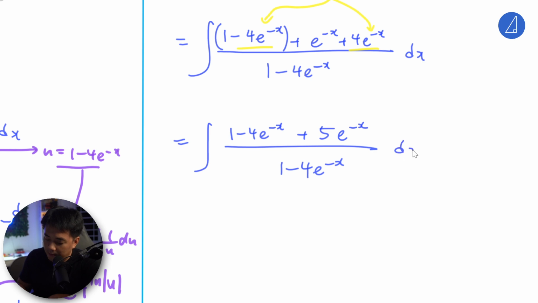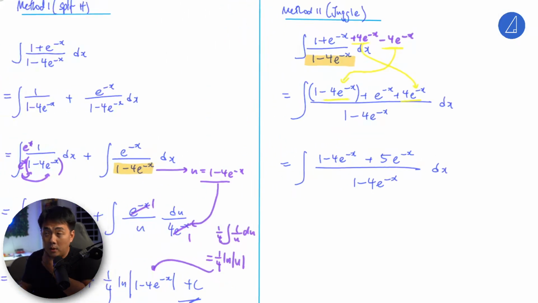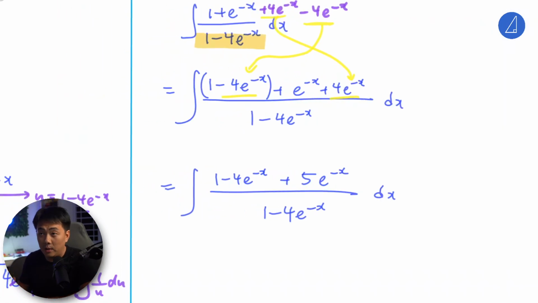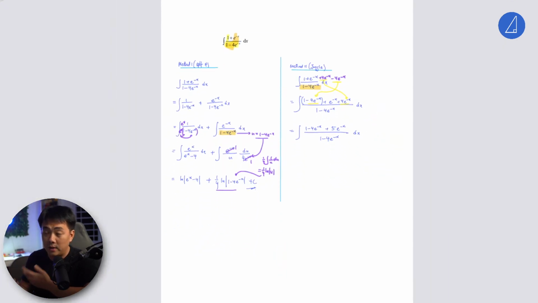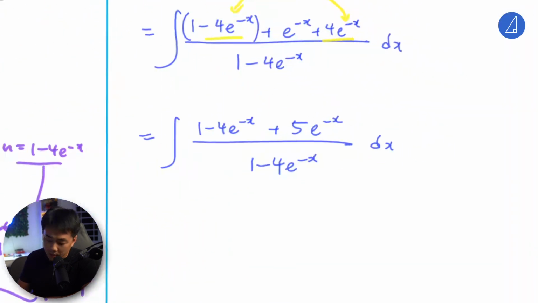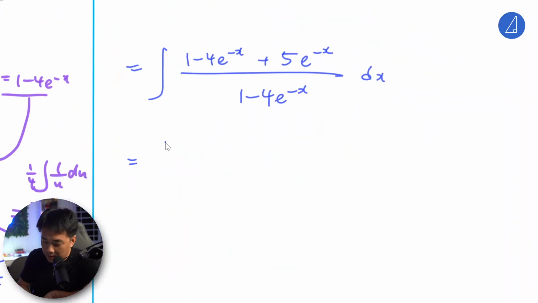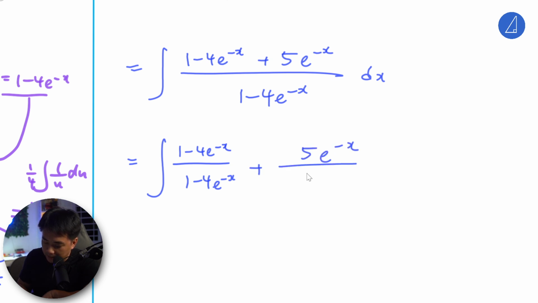I think this one is sort of a bit out of the box. So you need enough practice to be able to see how this is being manipulated. Okay, usually what you encounter, what you think of is actually method 1, but method 2 gives you a perspective. So then I'm going to split this up: 1 minus 4e^(-x) over 1 minus 4e^(-x), plus 5e^(-x) over 1 minus 4e^(-x), dx.